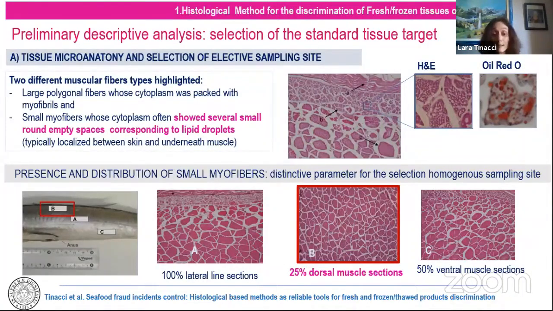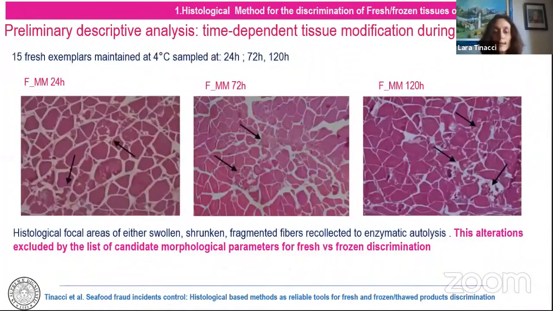Thus, in order to standardize the muscle section analysis, the dorsal muscle in which the small myofibers were less frequently highlighted was finally selected. Then the occurrence of time-dependent tissue modification during fresh tissue shelf life was evaluated and characterized mainly as histological focal areas of either swollen, shrunken, or fragmented fibers attributed to enzymatic autolysis. All these alterations were excluded from the list of candidate morphological parameters for fresh versus frozen discrimination.